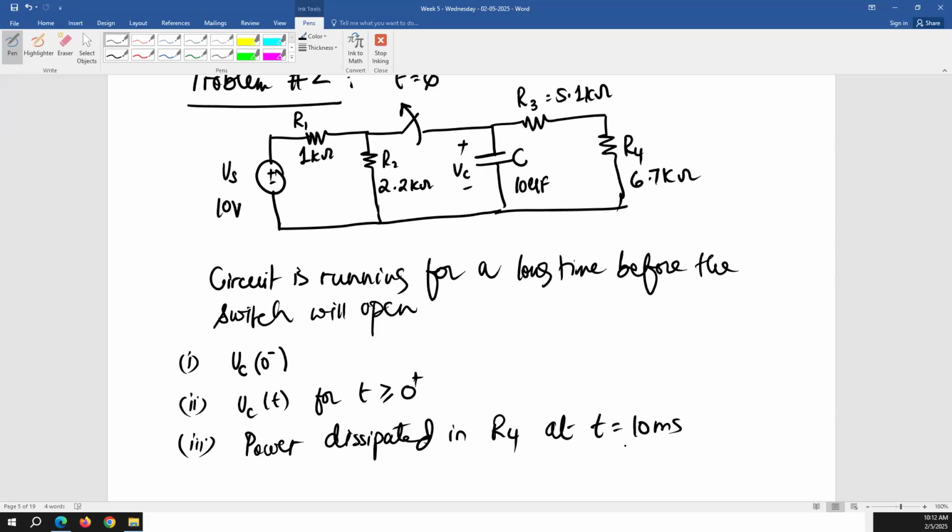And then we will find out, when it is discharging, what will be the power dissipated in R4 at 10 milliseconds. First we calculate how much current is there at 10 milliseconds, or we can use voltage division to find the voltage across the resistor at 10 milliseconds, and then calculate the power dissipated in that resistor at that time. So understand the question first again before you start solving.